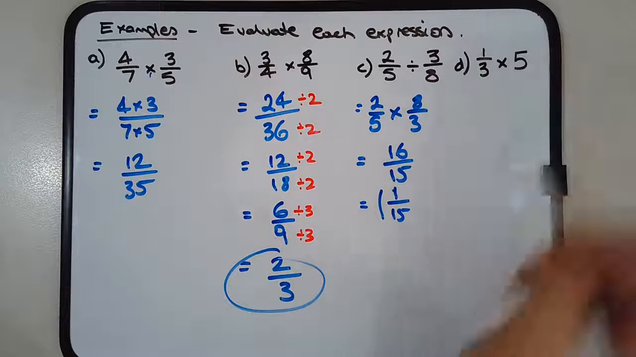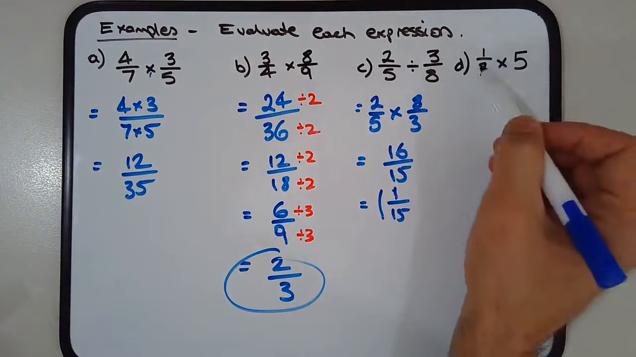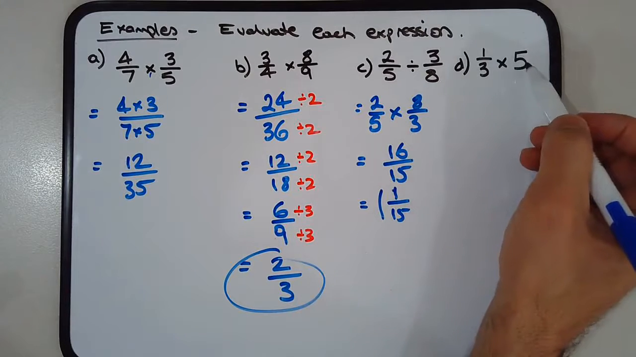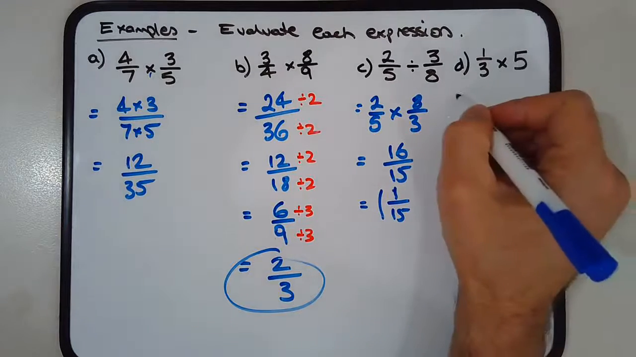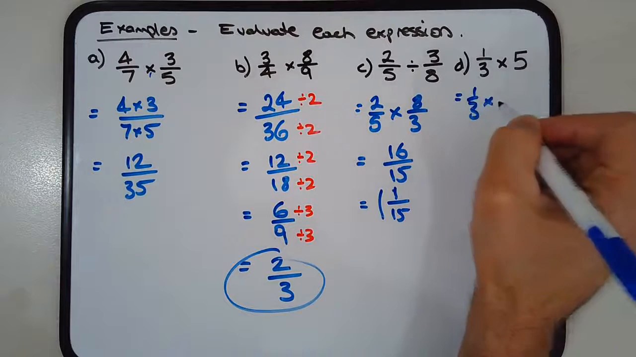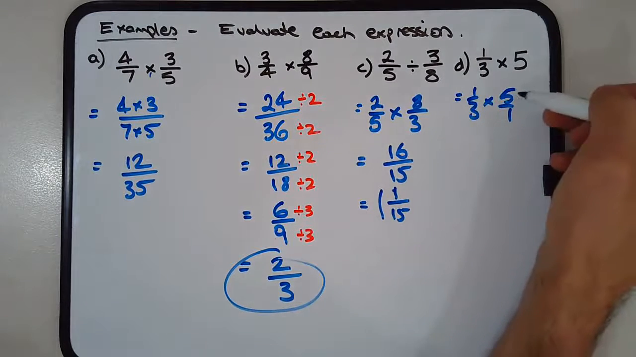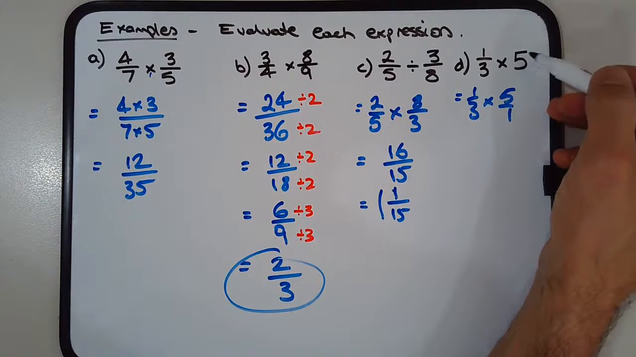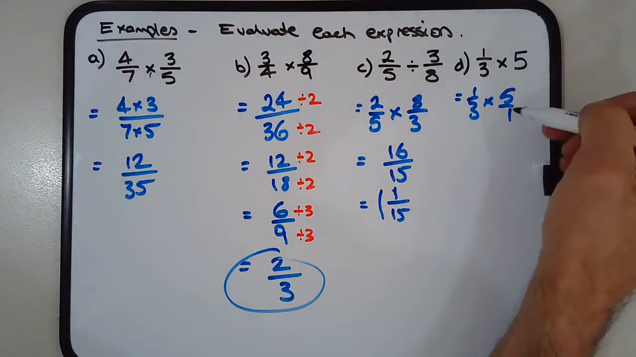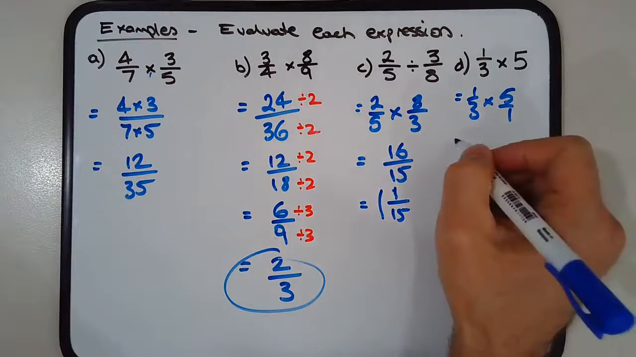Okay, let's have a look at part D. 1 on 3 times 5. When you have a fraction multiplying a whole number, we change the whole number into a fraction. And this is just the fraction 5 over 1. Okay, so 5 over 1, it really just means 5 divided by 1, and that just gives you 5.